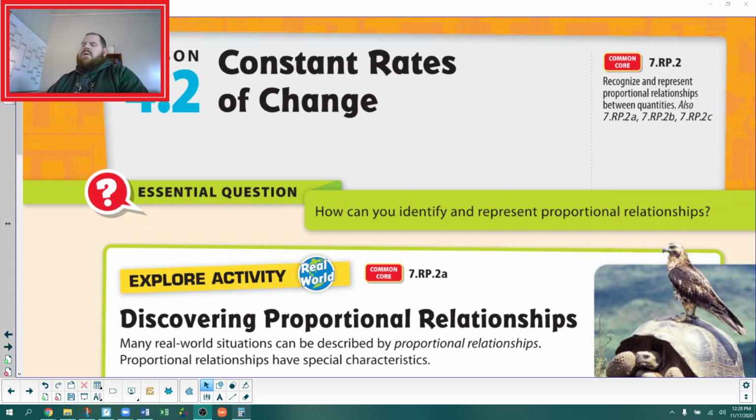Hello and welcome to the section 4.2 lecture today. Today we're going to talk about constant rates of change. And with that, we're going to be talking about what we call proportional relationships.